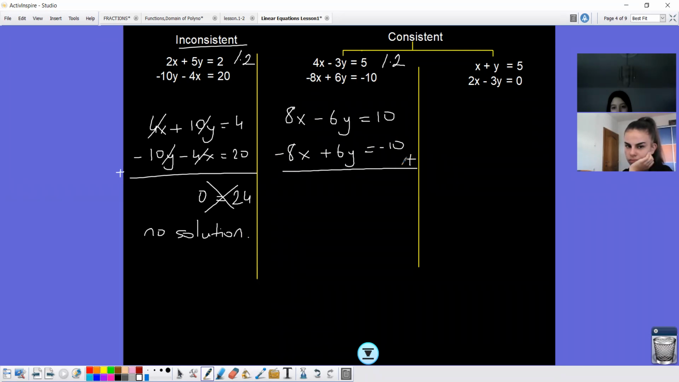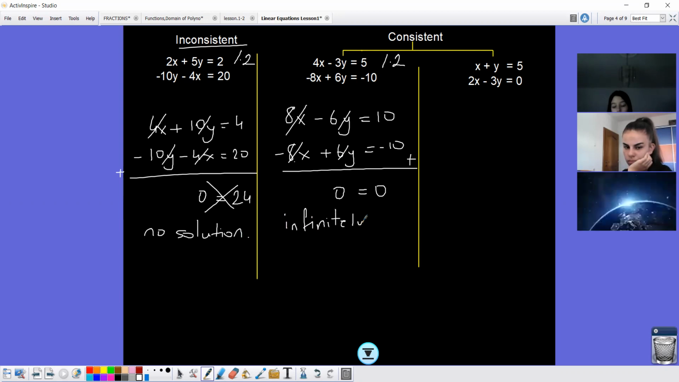When we add both sides, what will we get? Plus 8x minus 8x will cancel each other. Minus 6y plus 6y will cancel. So here we have 0 also, but here it's different: the other side, the right side, is 0 too. In this case, when you find 0 is equal to 0, it means that you have infinitely many solutions. It means that anything you write instead of x and y, you can try, and in some cases you will find a solution. You have infinitely many solutions when you find 0 is equal to 0.